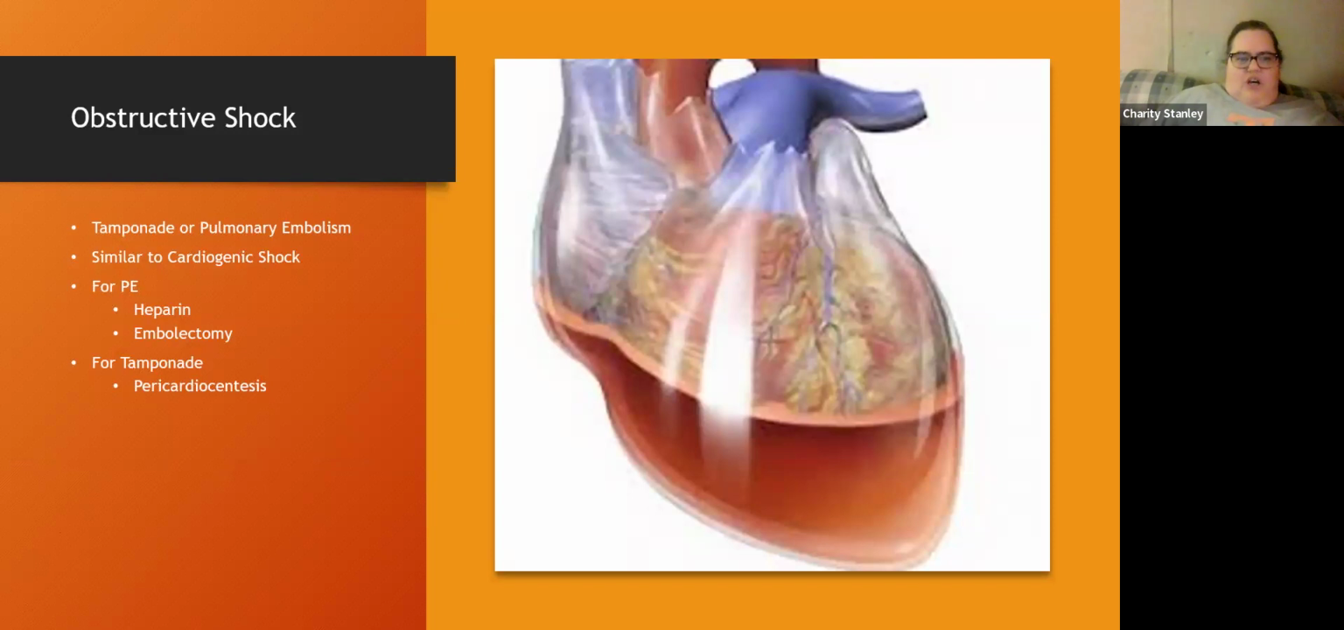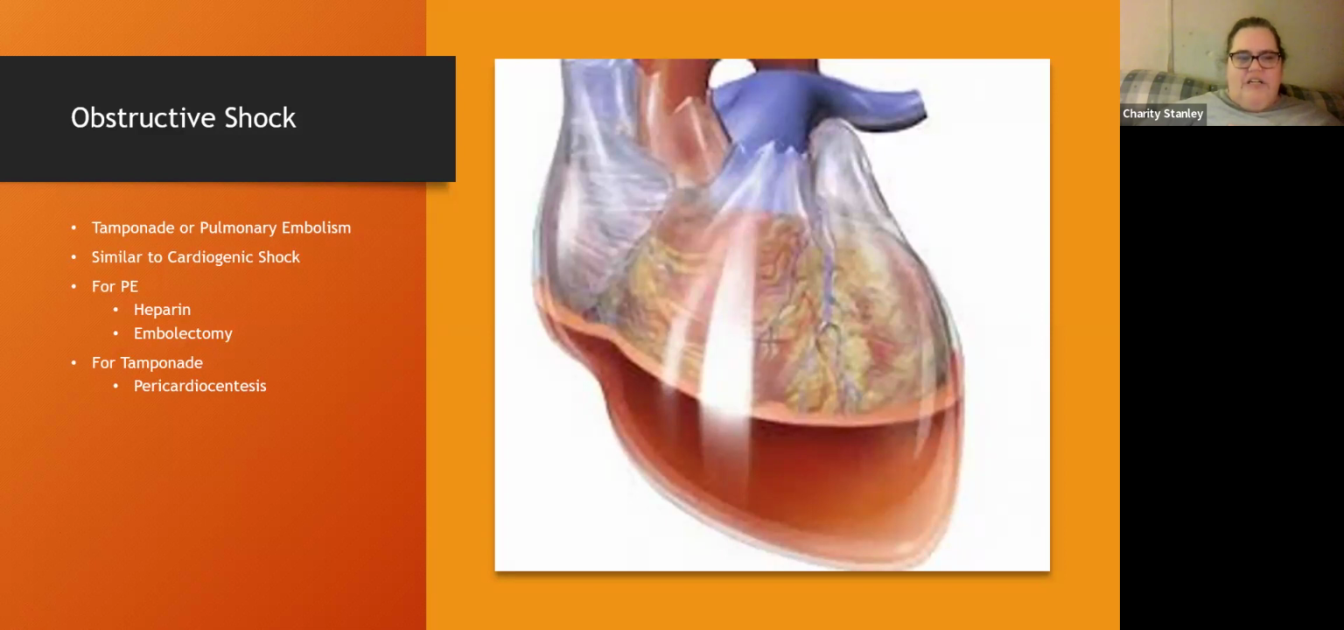So, cardiac shock can be obstructive, as we talked about with cardiac tamponade, where fluid is filling up in the pericardial sac, squeezing on the heart, making it not pump as well. So, this is basically a form of cardiogenic shock. And how do we fix this? We go tap into that bag, the pericardial sac, and we suck out some of the fluid to make it easier for the heart to beat.